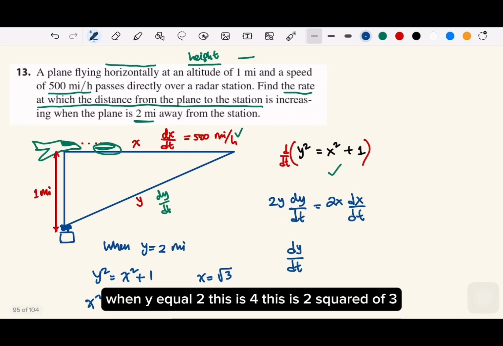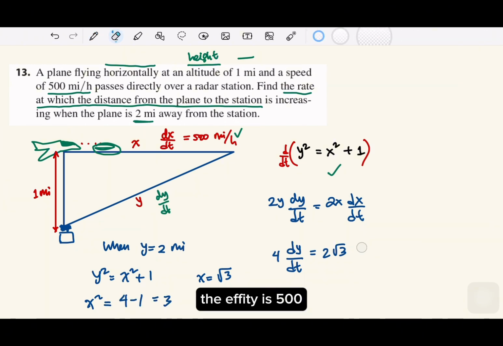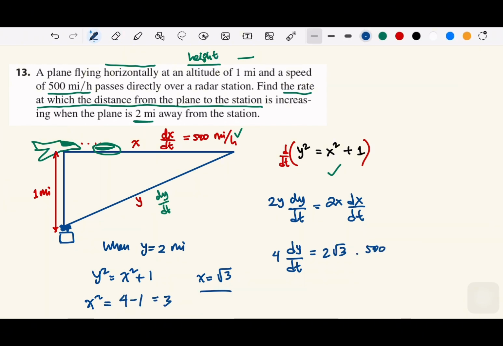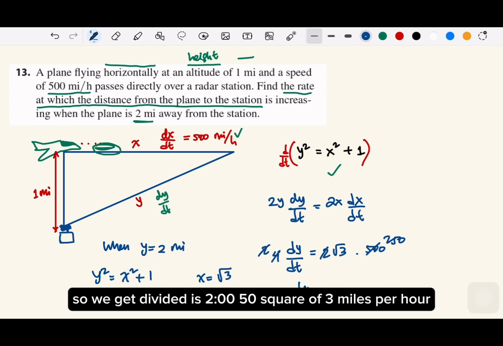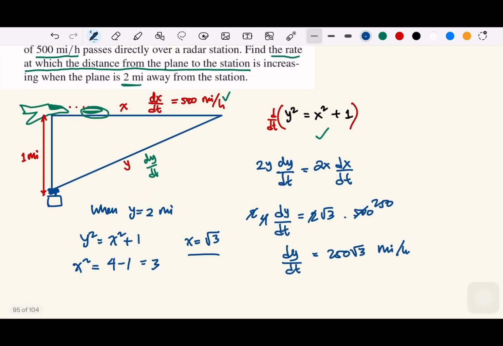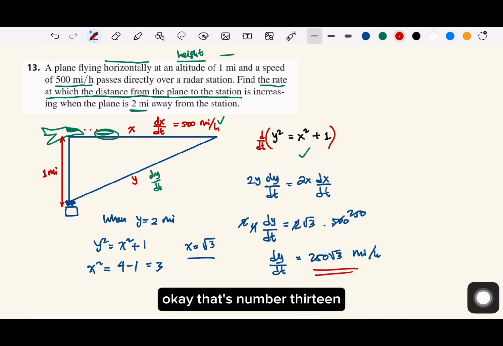When y equals 2, this is 4, this is 2 square root of 3, dx/dt is 500. So we can take this 2, take that, 250. So we get dy/dt is 250 square root of 3 miles per hour. Okay, I think that's the answer. Okay, that's number 13.